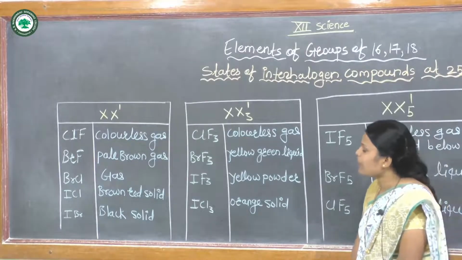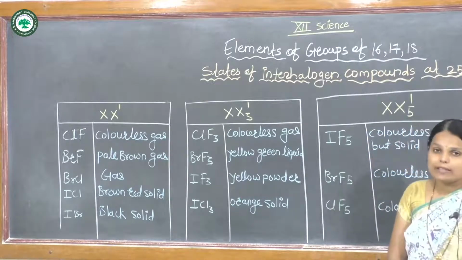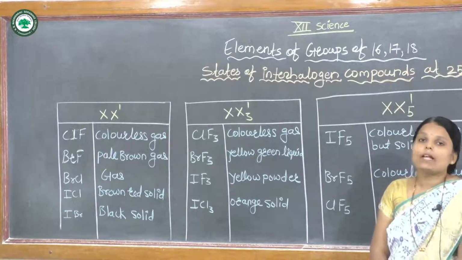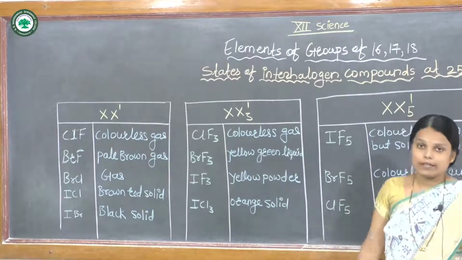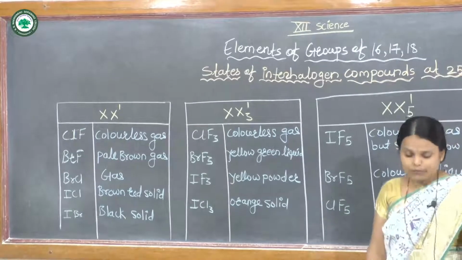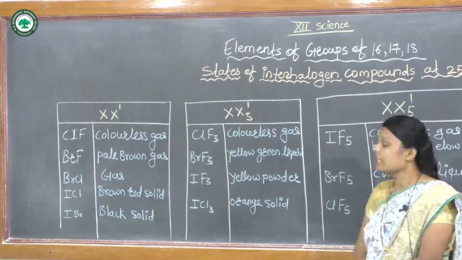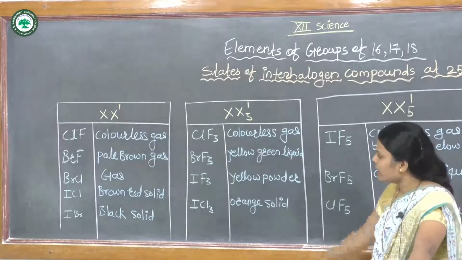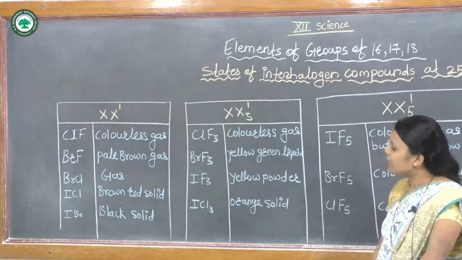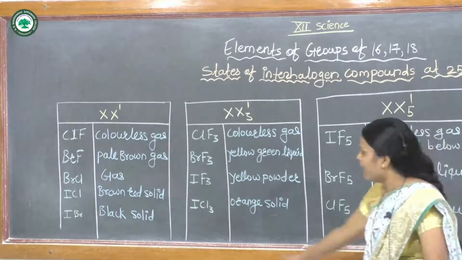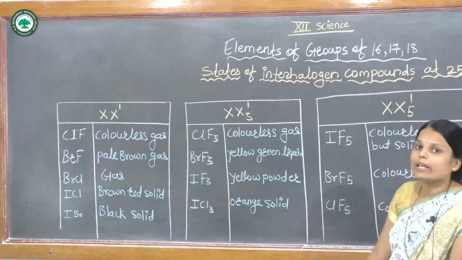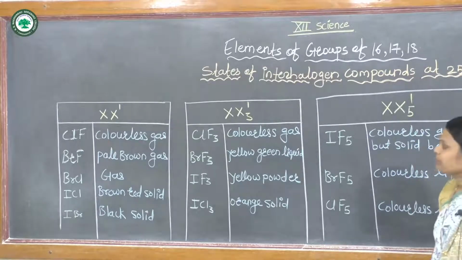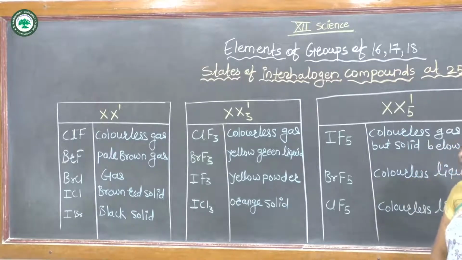All of these four examples are of the X X3 type. The first example is chlorine trifluoride, a colorless gas. The second one is bromine trifluoride, a yellow-green liquid. The third one is iodine trifluoride, a yellow powder in nature. And the last one is iodine trichloride, an orange solid. These are the examples of the X X3 classification of interhalogen compounds.